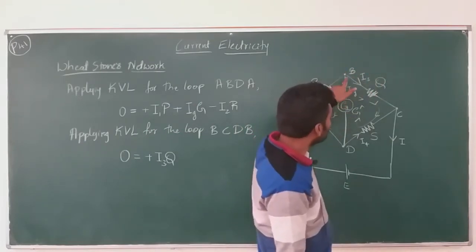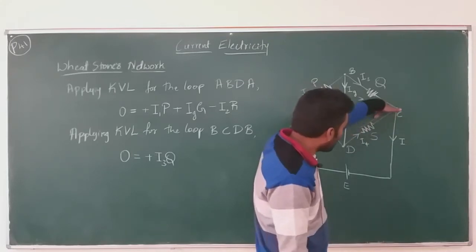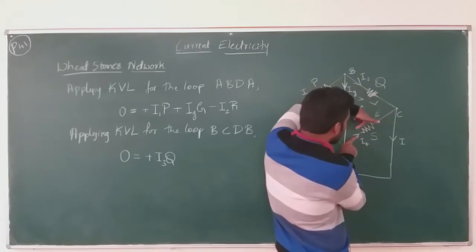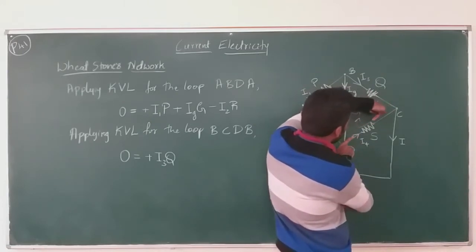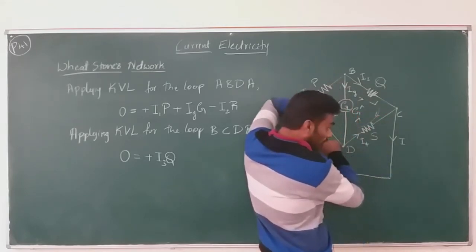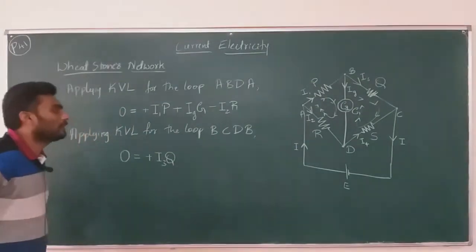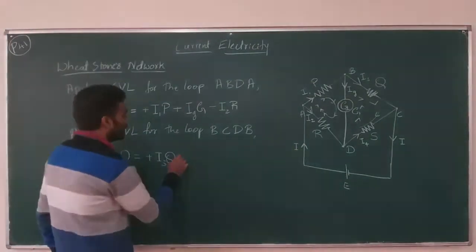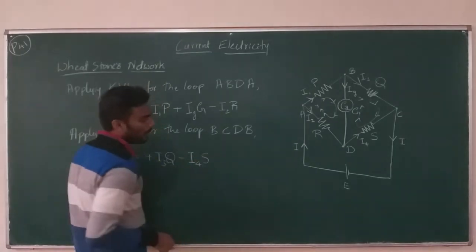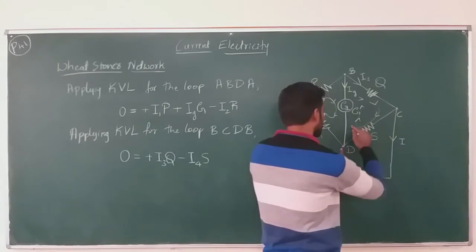Now in the loop, B to C is done, C to D. Now look what happens. I4 is coming exactly opposite to the direction of my traversal. I4 is like this and I am coming like this. So I4 is opposite to the direction of traversal, and hence I should put minus I4.